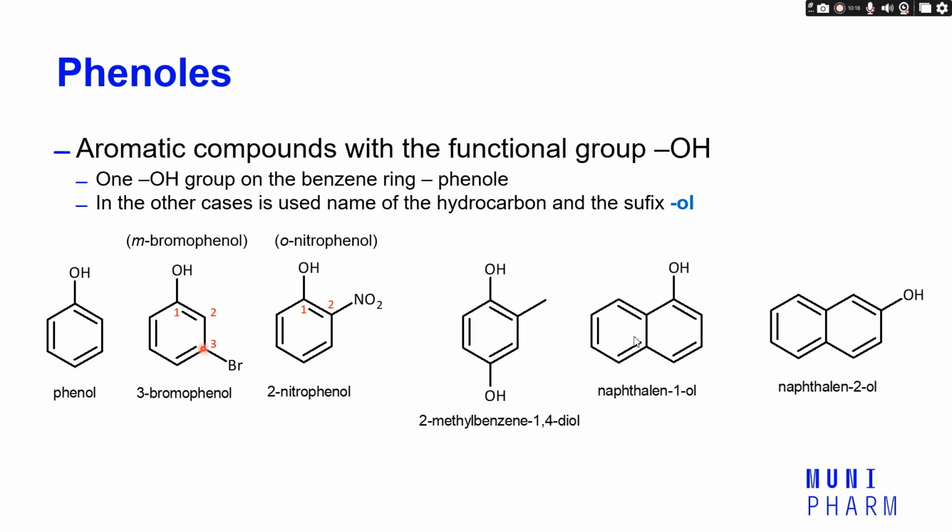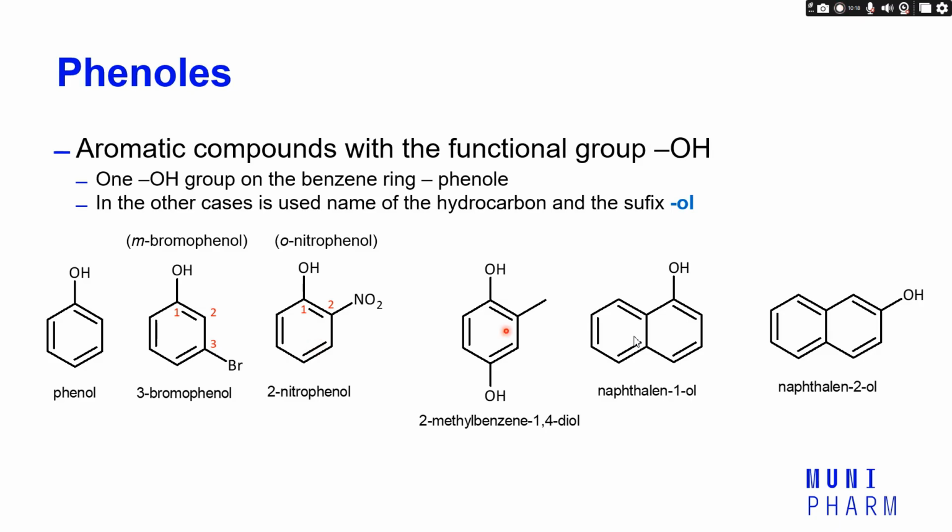It means that this compound is named 3-bromophenol. Analogically, we can name this compound with a nitro group, which is at position 2 relative to the hydroxy group, and this is the reason that the name of this compound is 2-nitrophenol. In case of these compounds, because there are only two substituents on the benzene ring, alternatively, we can use the name meta-bromophenol for this compound and ortho-nitrophenol for this compound.